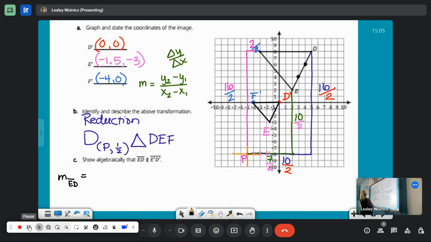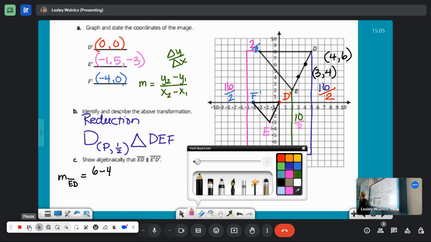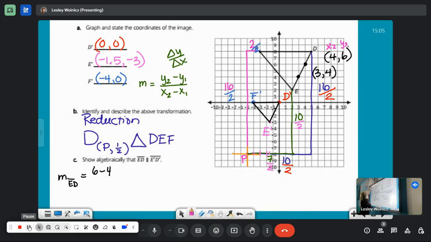Reading from left to right, which one is my ending one? All right, so we're going to say the y is 6. And the other y is 4. Would it help if I wrote the points out? Let's do that. This point is (4, 6), and this point is (3, 4). This is going to be my x sub 2, this is my y sub 2, because it's my point number 2. This is my x sub 1, this is my y sub 1, because it's my first point.